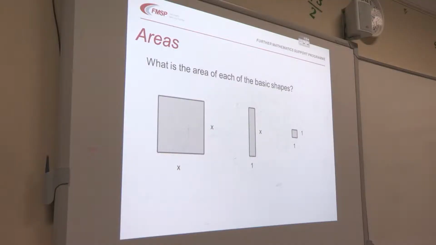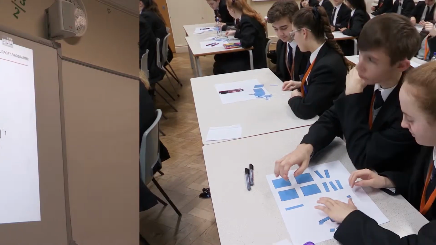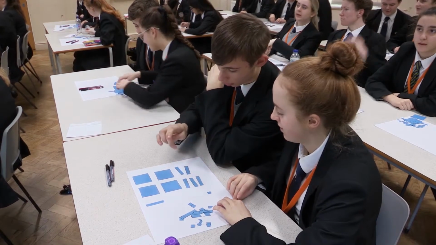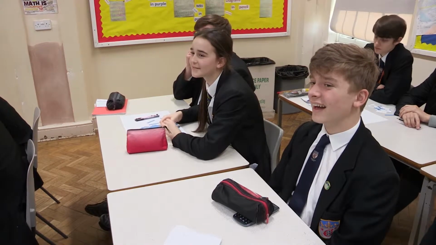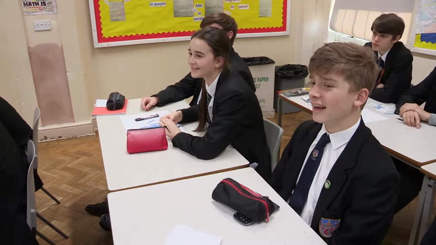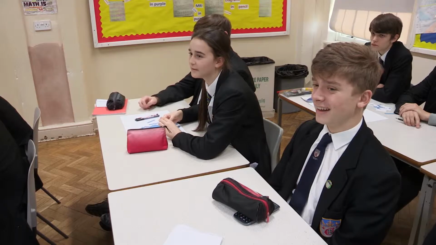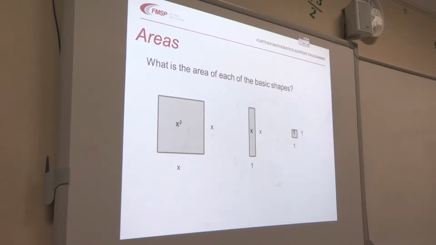If I say that the longer length is x and that the shorter length is 1, talk to the person next to you, just tell each other what the areas are. X squared, x, 1. What are the three areas that we're looking at? Is the first one x squared? Okay. And then the second one x. It is, yeah. And then the third one 1. Okay, and the third one is 1.